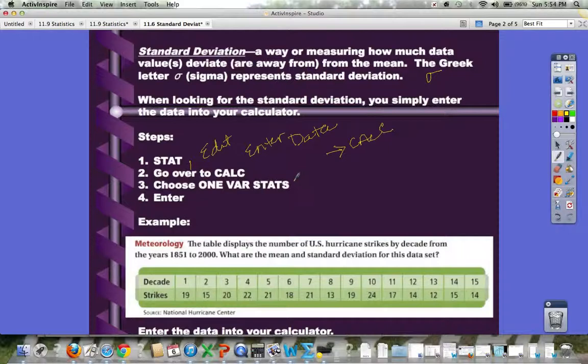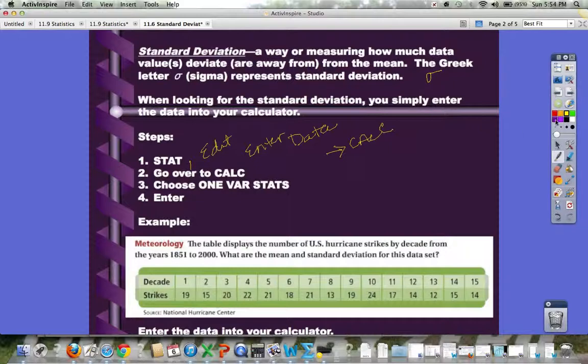When you're doing this, we're going to be working with different sets of data. So let's use this example right here. It says, the table displays the number of U.S. hurricane strikes by decade from the years 1851 to 2000. What are the mean and the standard deviation for this data set?